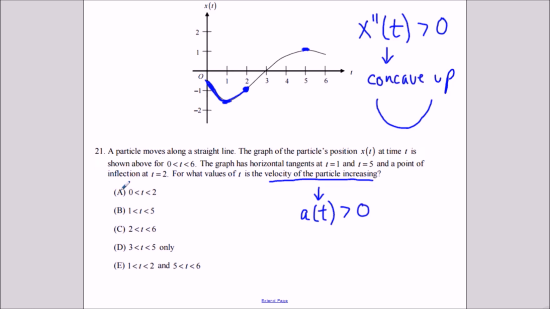So that's our interval. From 0 to 2, x of t is concave up, which means the second derivative, or acceleration, is positive, which is when the velocity would be increasing. So just know t equals 1 and t equals 5 is a bit of a trap. They gave you extra information that we didn't need. We only needed to know where the graph was concave up in this question here.